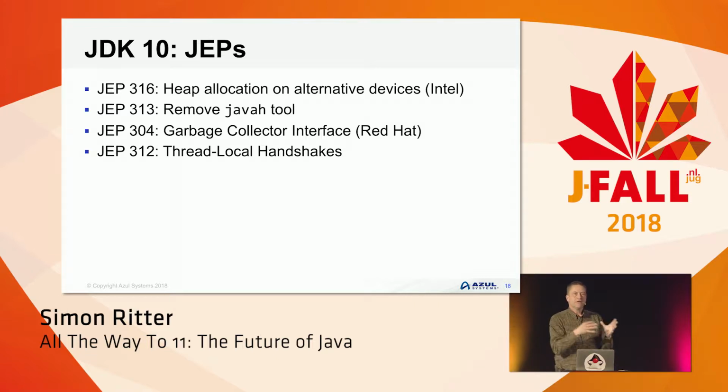Garbage collector interface was provided by Red Hat, and that's for the internal JVM interface, not from the application code to the garbage collector. Because Red Hat are working on their Shenandoah garbage collector, they wanted to tidy up the way that you could insert a new garbage collector into the JVM, and so they did that work to make it easier to change the garbage collector. It helps us at Azul because we have our C4 collector that we use in Zing. Thread local handshakes was just a very low-level thing in terms of improving efficiency for pausing a single thread and not having to reach a global safe point in order to do so.